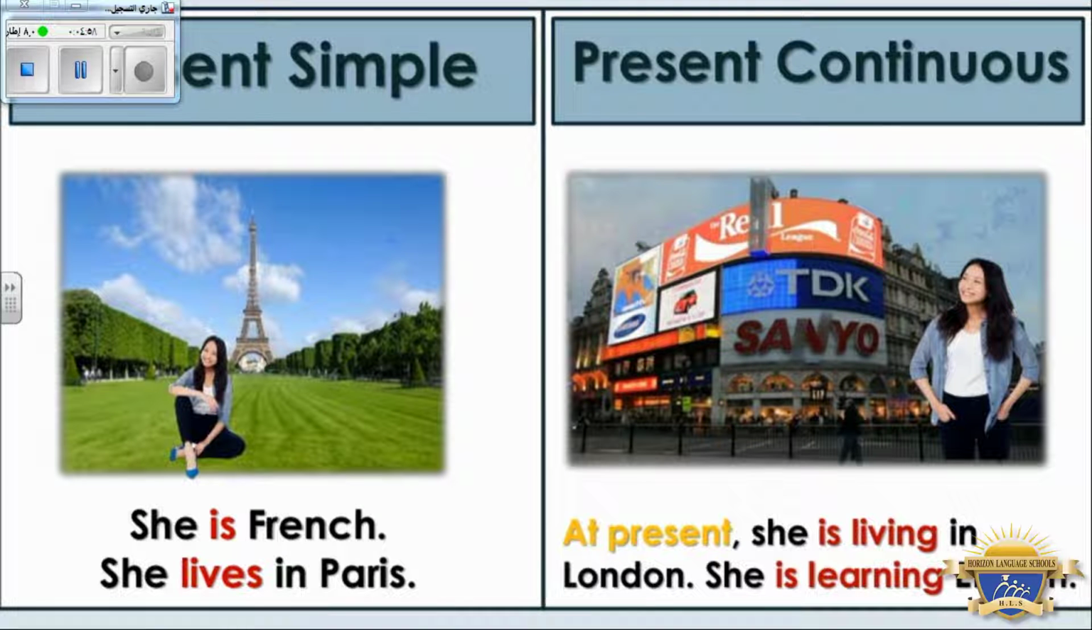Because if you take a good look at this sentence, you will understand that it's not her homeland, like to be in England. She is living in London at present, at this time only, to learn English. So this is like a temporary situation. It's not her homeland.